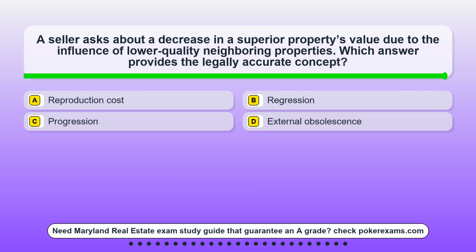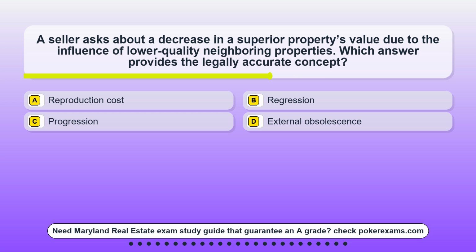Question 12. A seller asks about a decrease in a superior property's value due to the influence of lower-quality neighboring properties. Which answer provides the legally accurate concept? Option A, reproduction cost. Option B, regression. Option C, progression. Option D, external obsolescence.